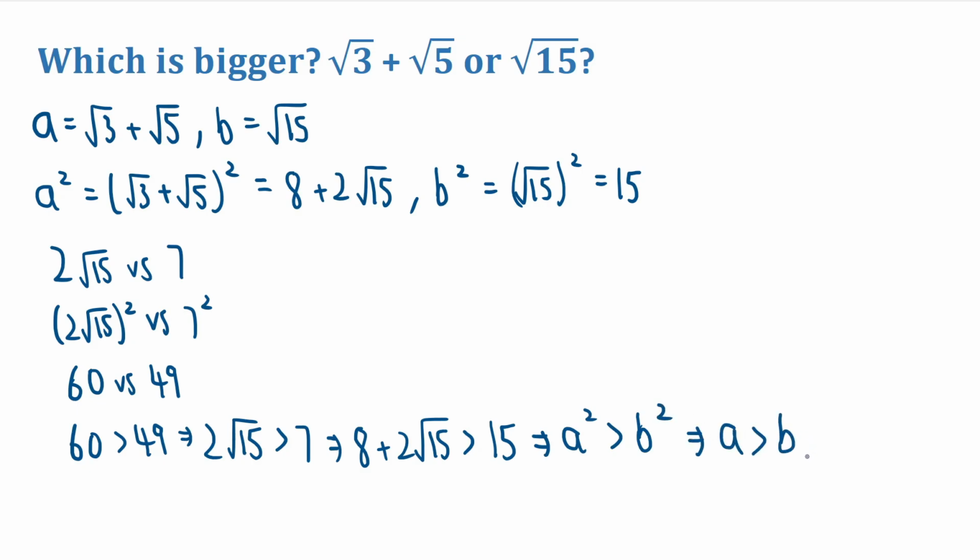So if we look at the original values set for a and b, we can conclude that square root of 3 plus the square root of 5 is greater than the square root of 15. So the square root of 3 plus the square root of 5 is the greater of the two expressions.